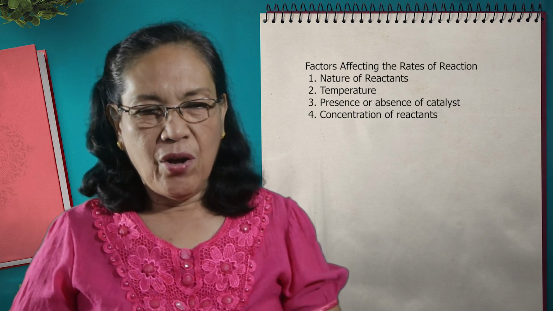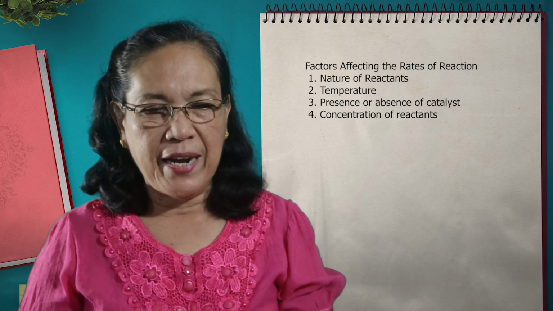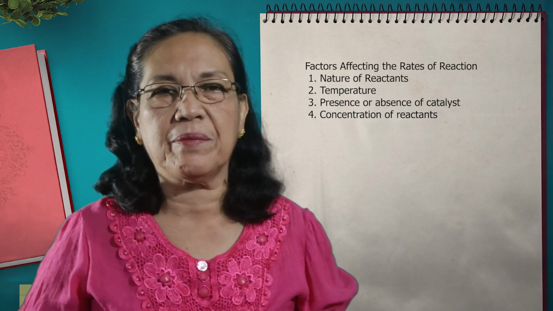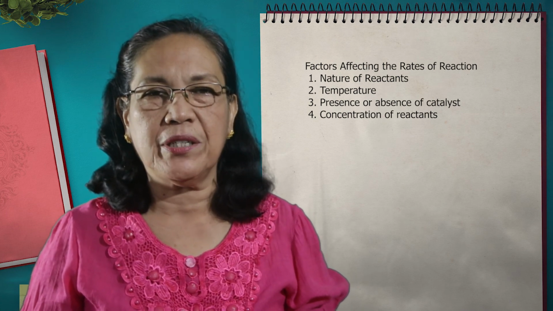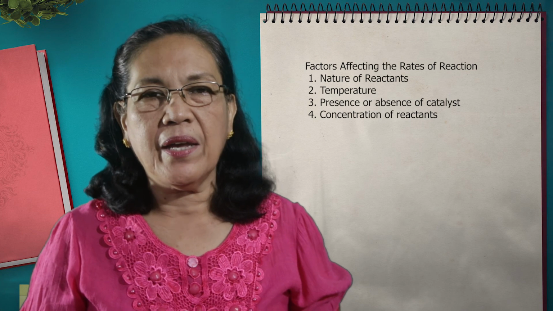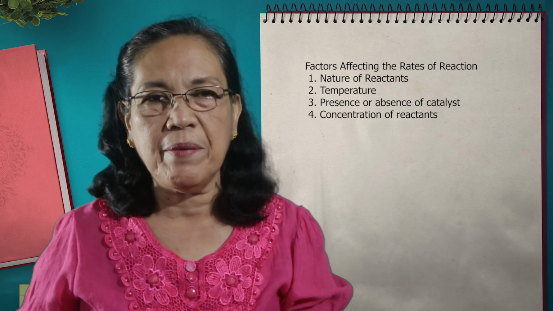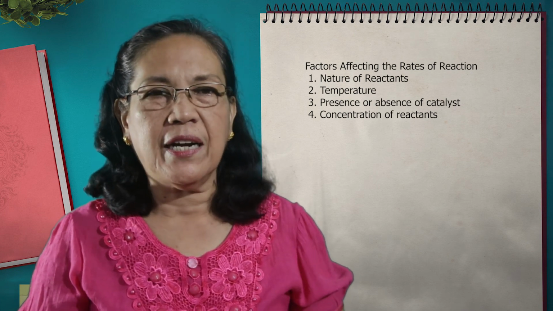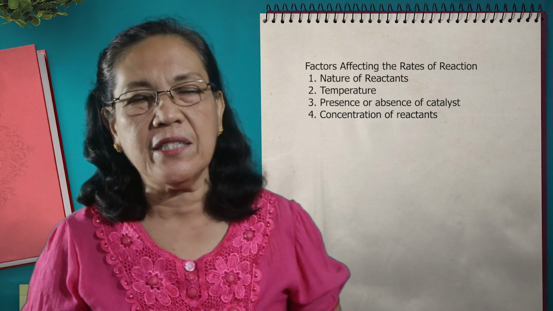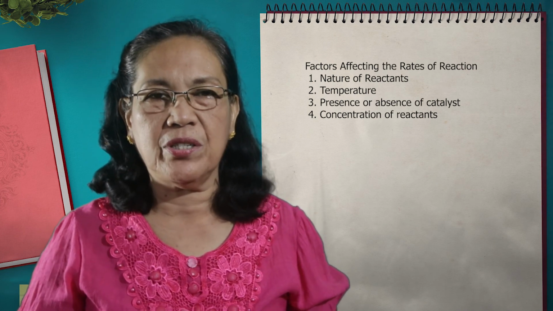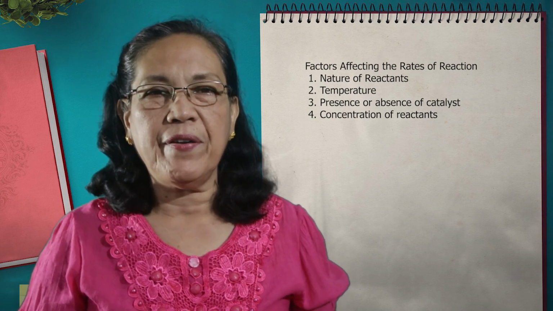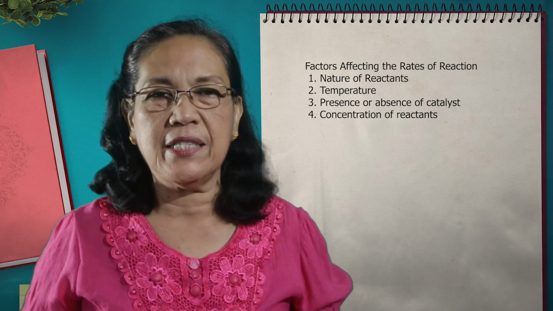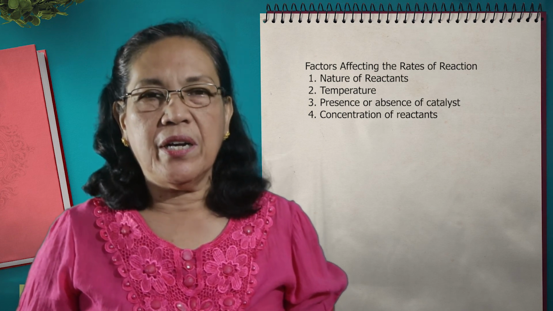Now, it is said that all reactions are classified as either homogeneous reaction or heterogeneous reaction. When we say homogeneous reaction, this is a reaction wherein there is only one phase exhibited between the reactants and the products. That means if the reactants are all gases and the product is a gas, this is an example of a homogeneous reaction. Or if the reactants are all liquid and the product formed is also liquid, this is an example of a homogeneous reaction.